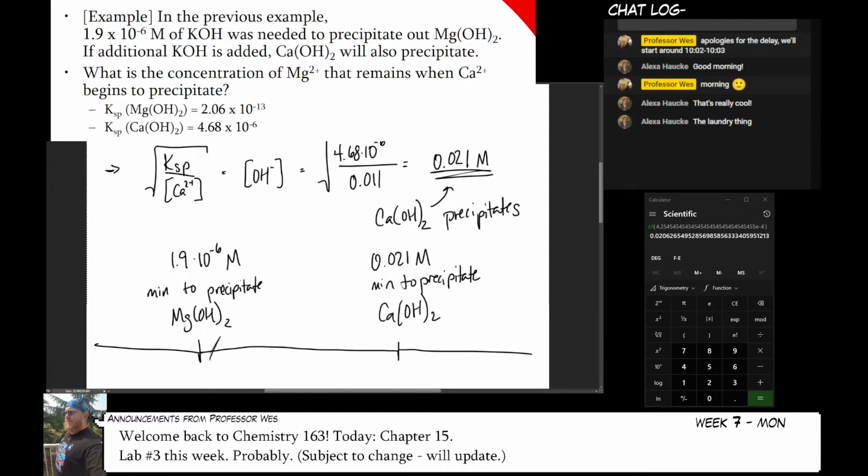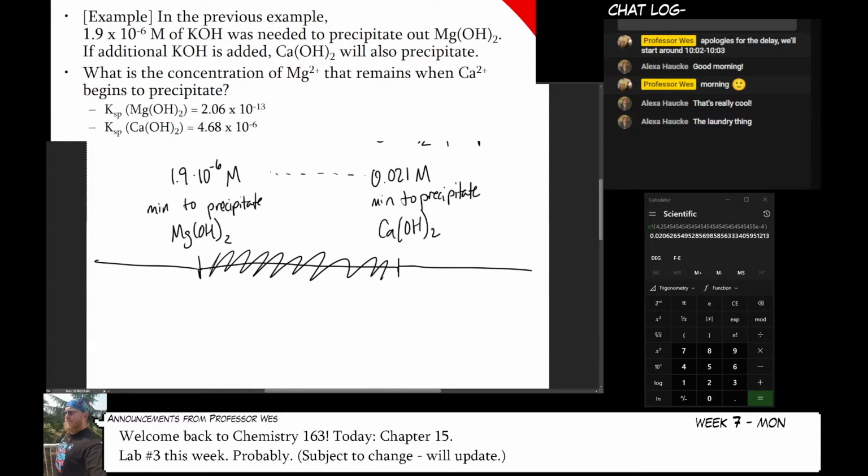So as long as you picked a concentration in this region, between these two numbers, 2 times 10 to the minus 6 and 2 times 10 to the minus 2, you would only precipitate out magnesium. On this side of the line, if you have a concentration less than 1.9 times 10 to the minus 6, nothing precipitates. Over here, magnesium 2+ precipitates. And over here, both precipitate.